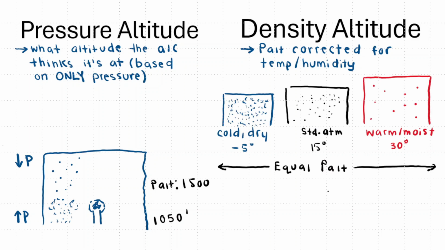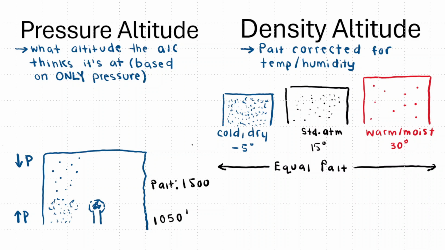Okay, so we have 3 boxes here. Okay, we're going to have one box here that has cold and dry air. And let's say it's a cold winter day out, it's -5 degrees. All of these boxes have equal pressure altitude. I want you to remember that because that's important for this. We're just talking about how the temperature and the humidity is going to affect the density of the air and how that's going to affect our density altitude, okay?